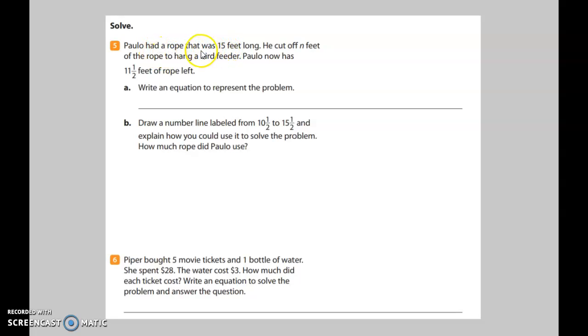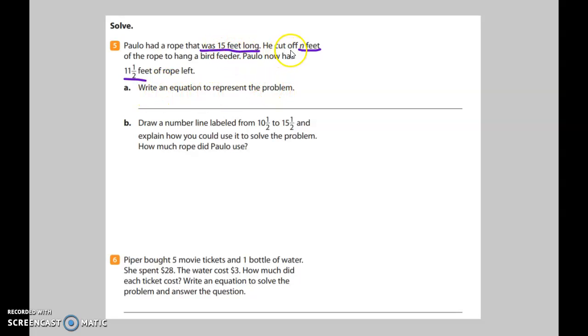I'm going to be underlining this. It's important information. He cut off n feet, so they're giving us our variable n, of the rope, to hang a bird feeder. Paulo now has 11.5 feet of rope left. Write an equation to represent the problem.